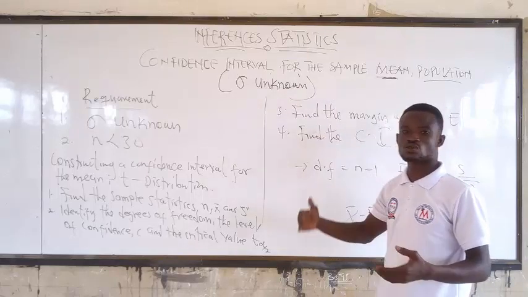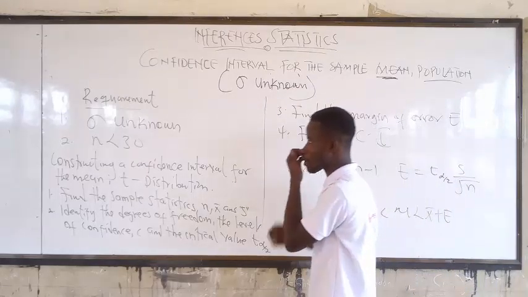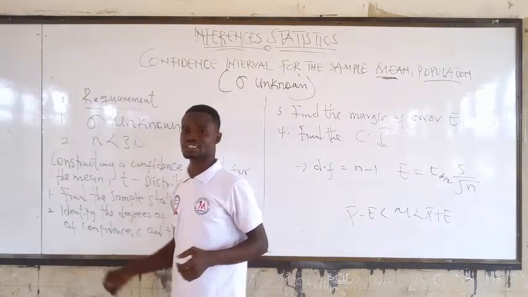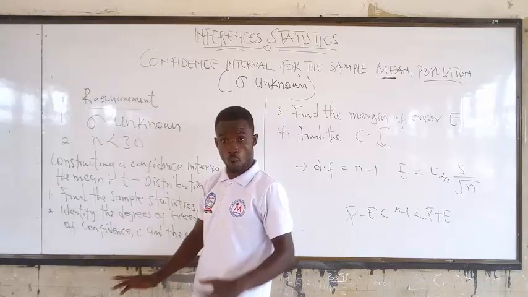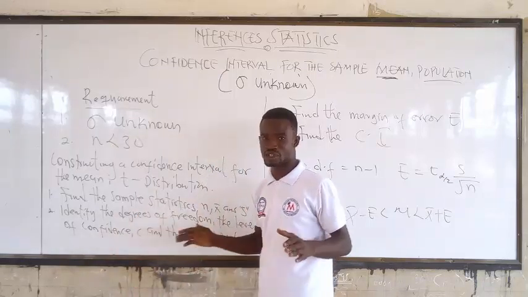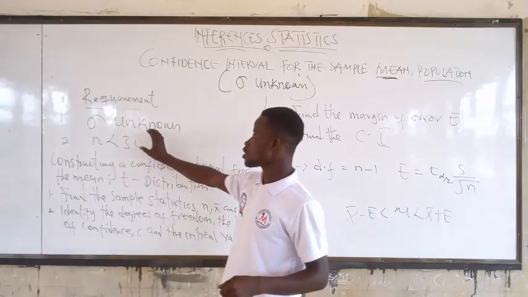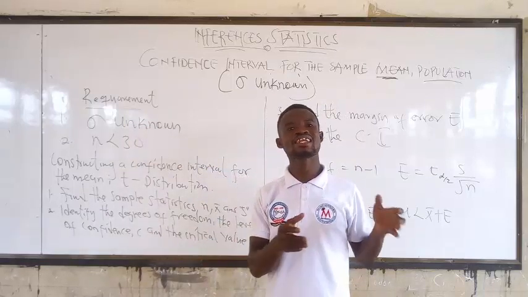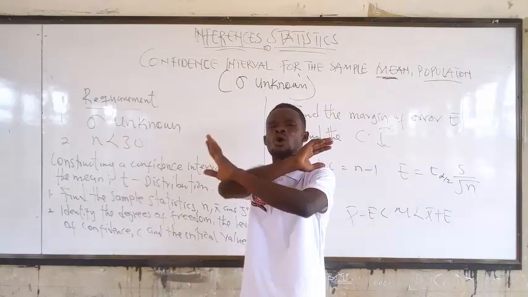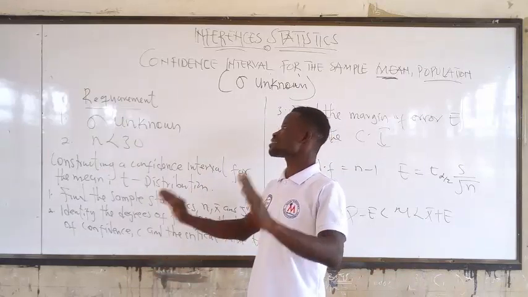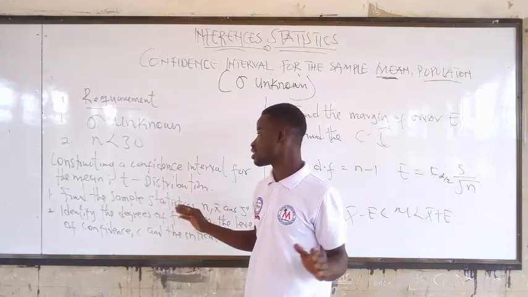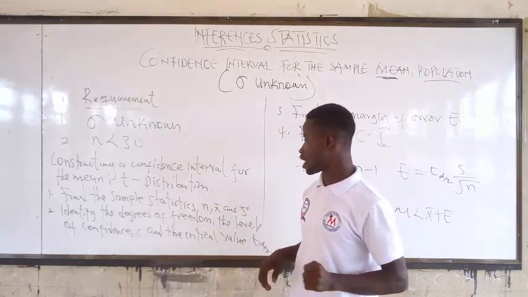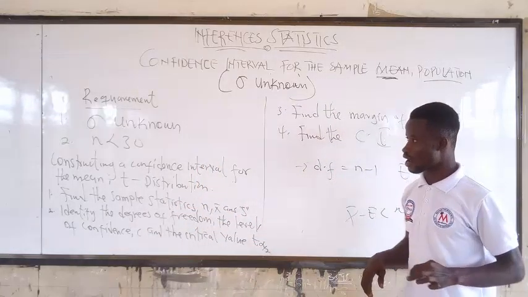So this is where it is unknown. This is the requirement. The first requirement is that in the question you will not hear anything about standard deviation. You will also see that your n will be less than 30. It will always be less than 30. So once you see it is less than 30, then you know what to go with.